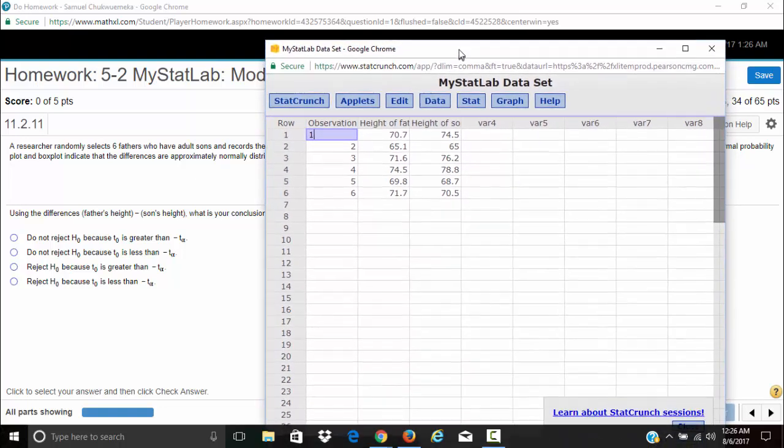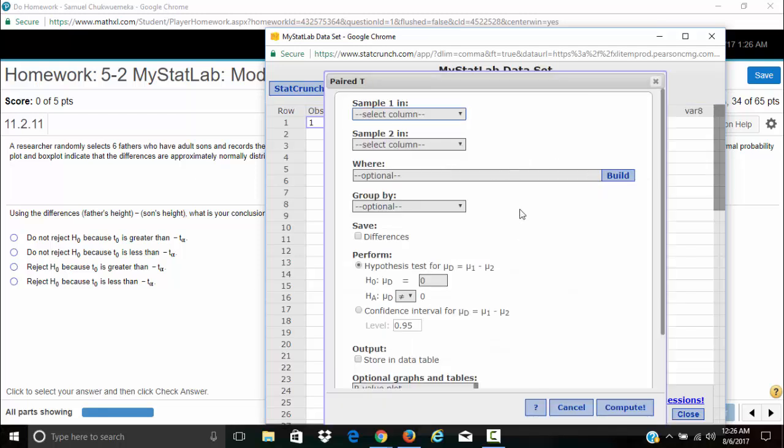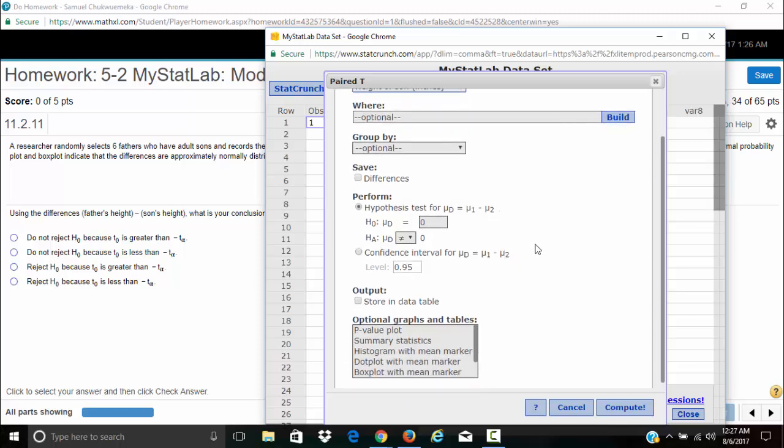All right, we've opened this. Go to Stat, T-stats, Paired. The first one is the height of father, sample 1. The second one is the height of son. In this case, the difference mu1 minus mu2 is less than 0, so it is one-tailed and left-tailed. And you click compute.